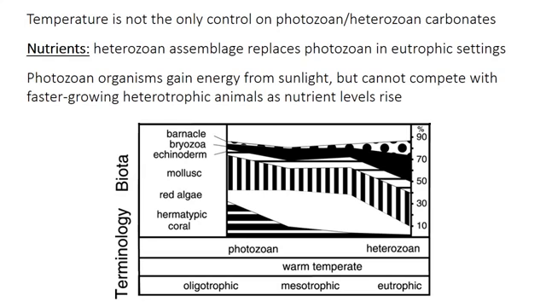So note that temperature is not the only control on photozoan and heterozoan carbonates. Nutrients are also important. So as nutrient levels increase from low nutrient oligotrophic towards high nutrient eutrophic settings, photozoan organisms like colonial or hermatypic corals, as well as red algae, tend to decrease in abundance, while heterozoan groups like bryozoans and barnacles increase in abundance. The reason for this is that photozoan organisms get their energy from sunlight, and so they don't do as well as heterotrophic organisms when the nutrient levels are high. High nutrient levels means more food for the heterozoan organisms, so they're better able to compete with these photozoan groups.